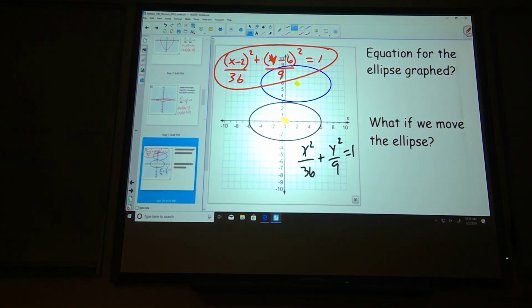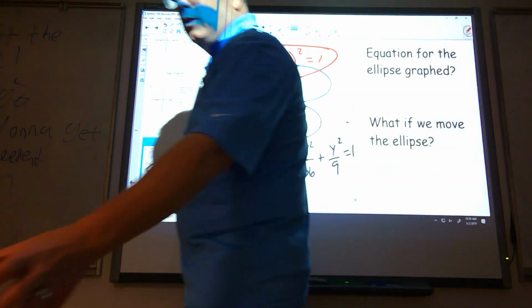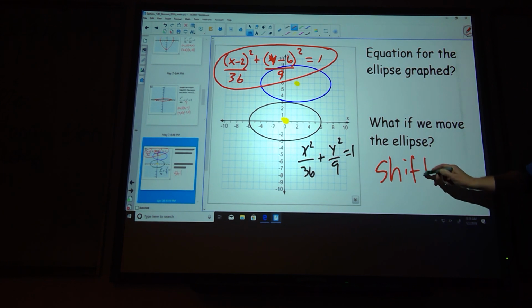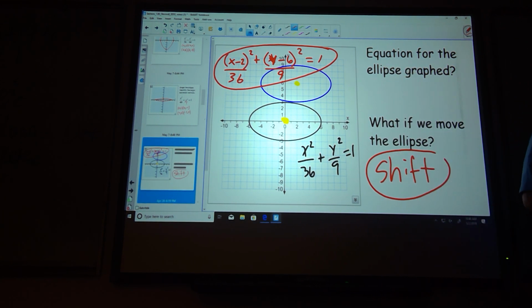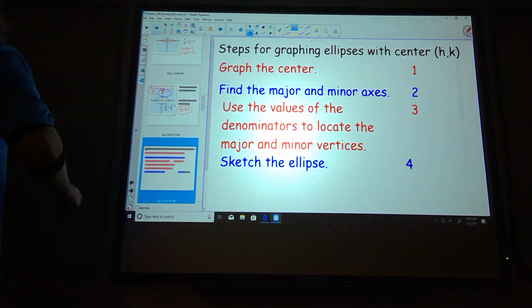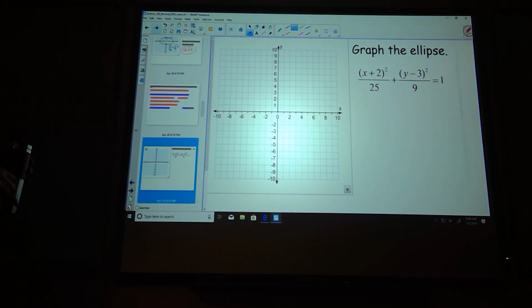Oh my God. That's it. It's all good. So, is it okay to shift? Well, we just made it pretty simple. We didn't reinvent the wheel on anything. Steps of graphing ellipses: center, h and k, graph the center. The h and k, the grouped thing, always goes opposite. Find the major and minor axes, so it's the square root of the denominators. Use the values of the denominators to plot. Okay, let's go.